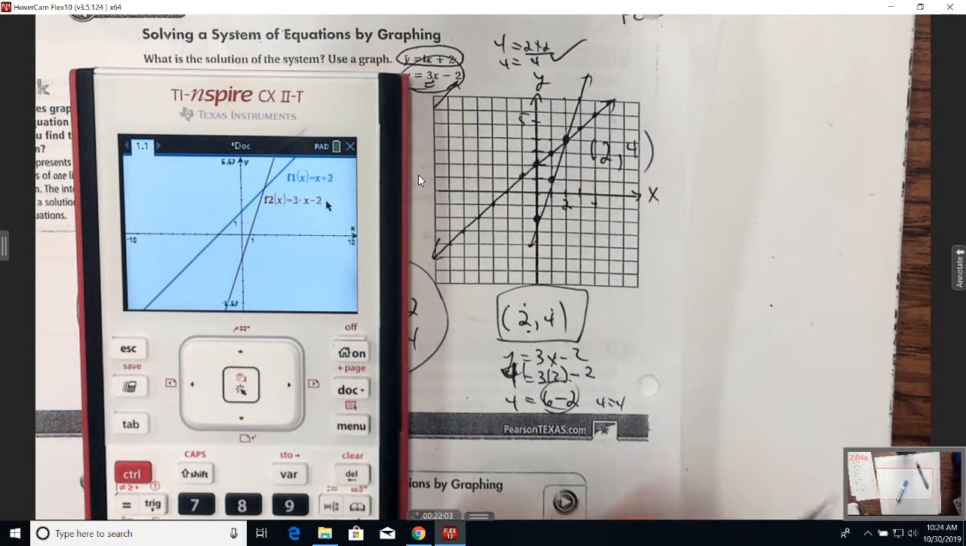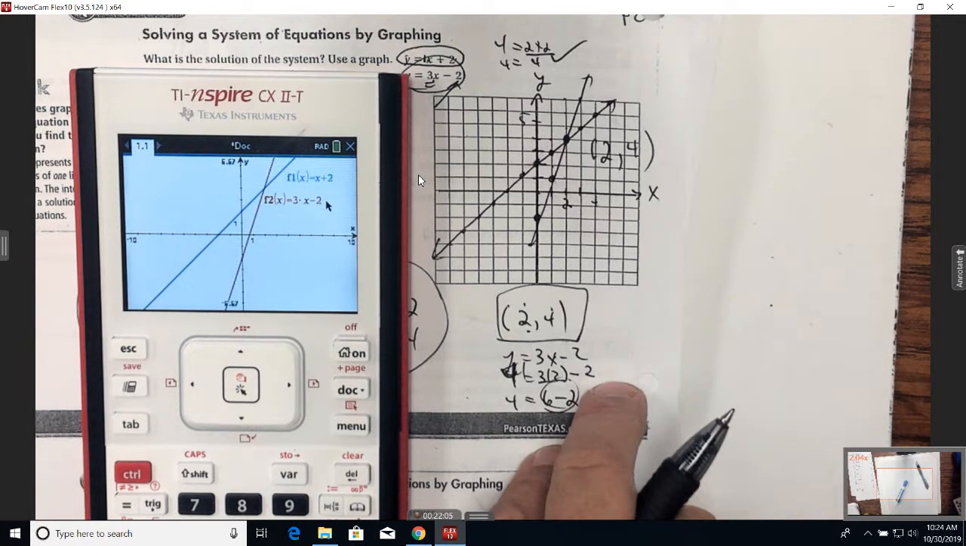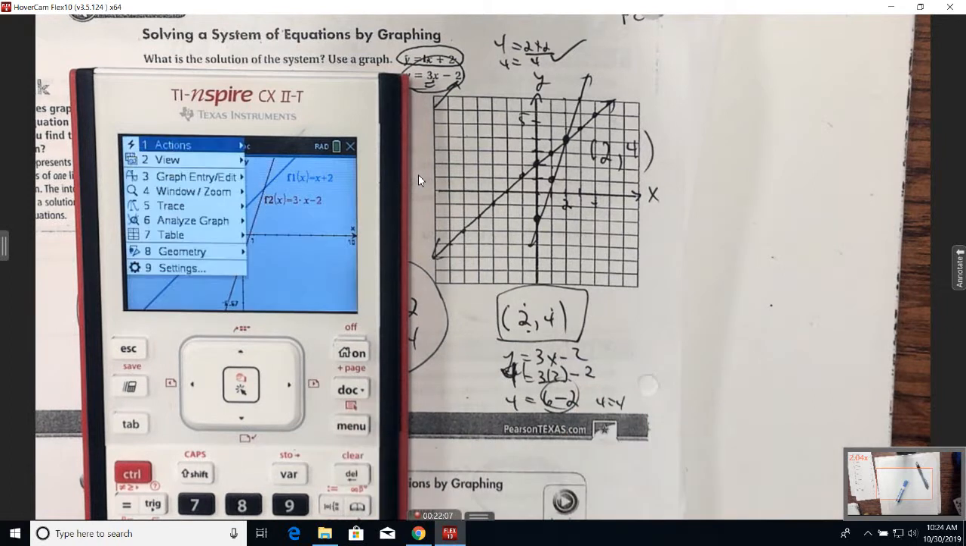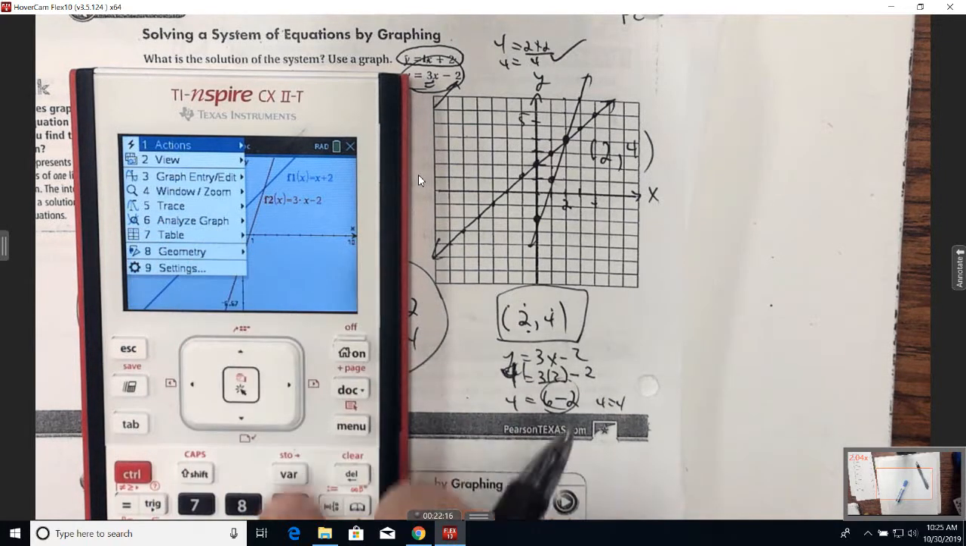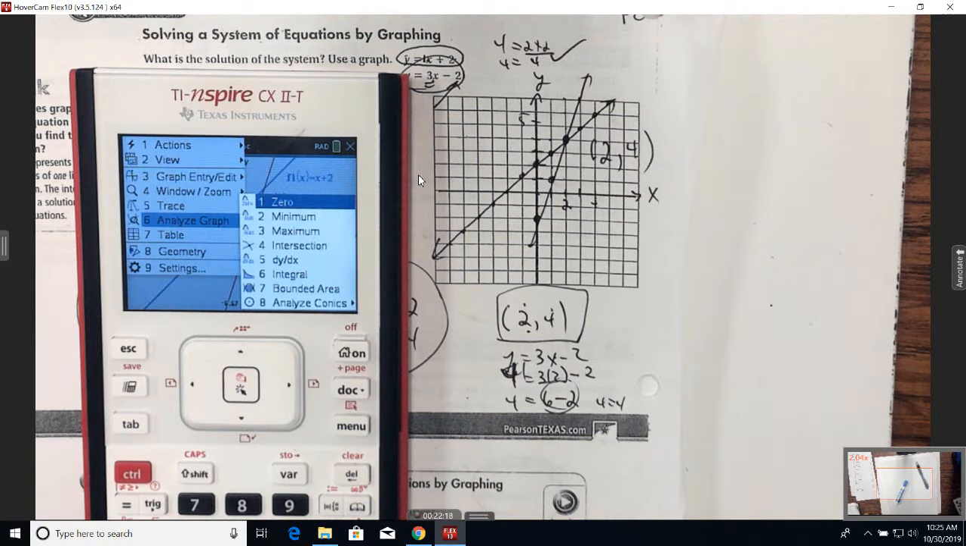So to do calculations in your calculator, hit the button Menu. Hit Menu, Reese. And then I go to what? Analyze Graph. Go to Analyze Graph, which is 6. And what do we want to find? Where these cross. What's another word where lines cross? It's called an intersection, which is 4.